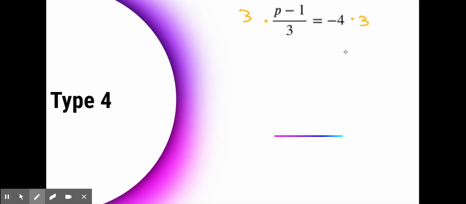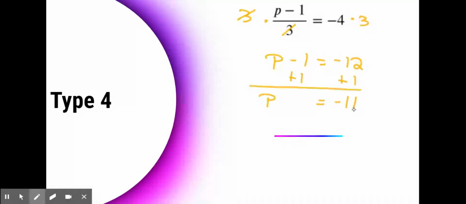So this one, since it looks different, the reverse solving method is different from what we saw before. Okay, so we're going to take care of this division first. So this is 3 over 3, which is 1, and I'm left with p minus 1. Negative 4 times 3 is negative 12. Now I've got just a one-step equation. I'm going to add 1 to both sides, and I end up with p equals negative 11. So make sure you've got this example written down because some of your practice problems will look like this. It's a little different. Sometimes people forget how to work this one.